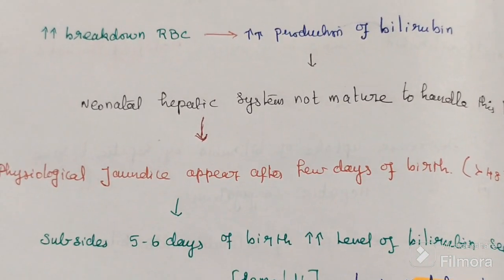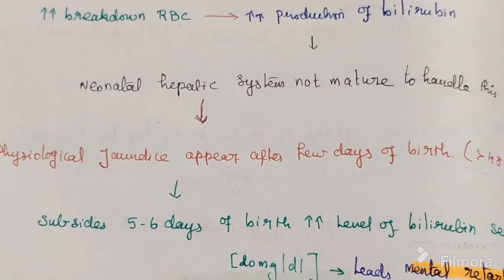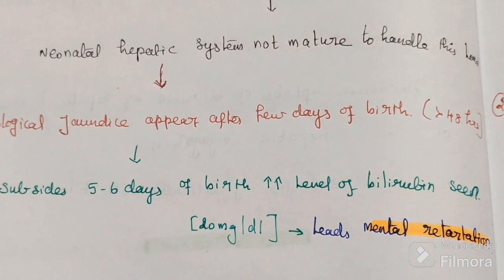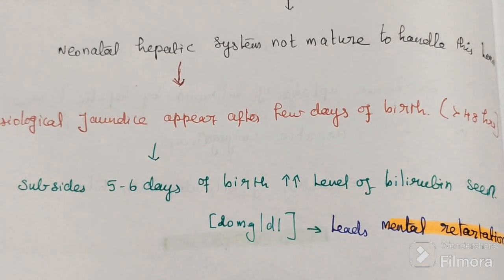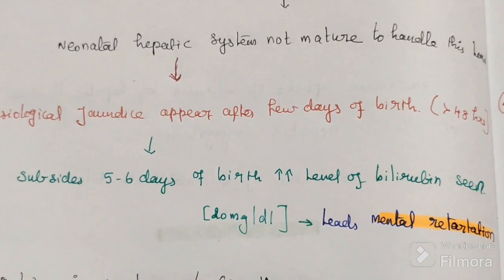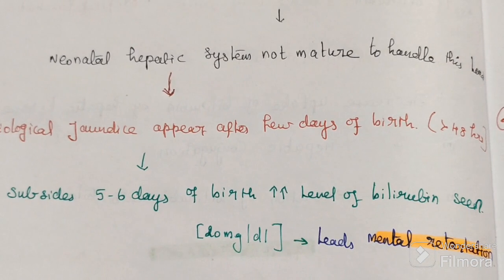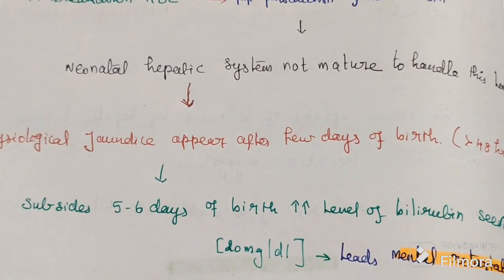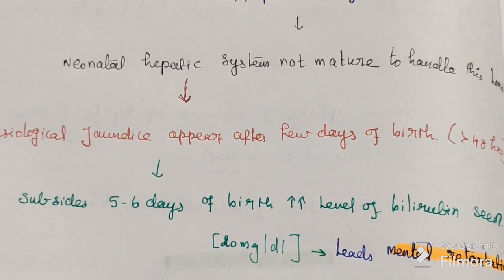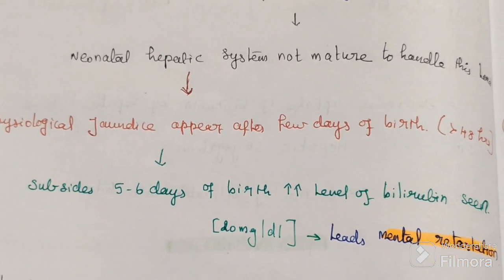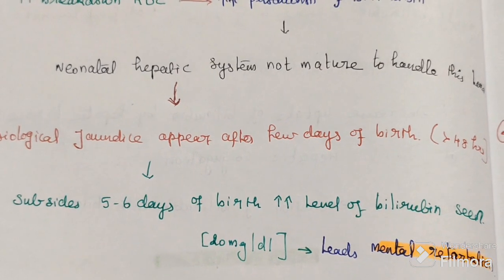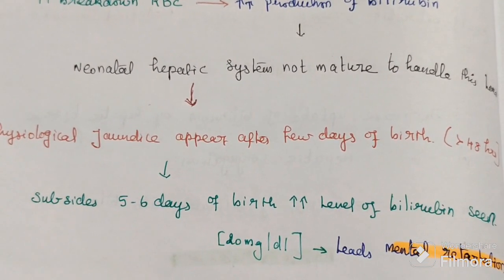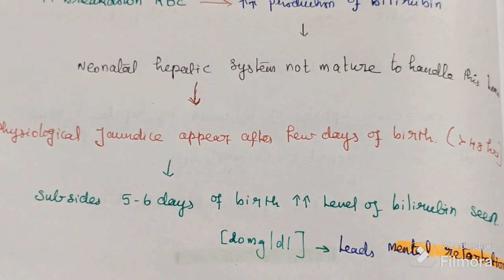conjugation. So this bilirubin is there in the neonate, and this physiological jaundice usually appears a few days after birth, for example after 48 hours of birth. The bilirubin is mostly unconjugated, because the liver system of the neonate is not mature enough to handle that much load of bilirubin.